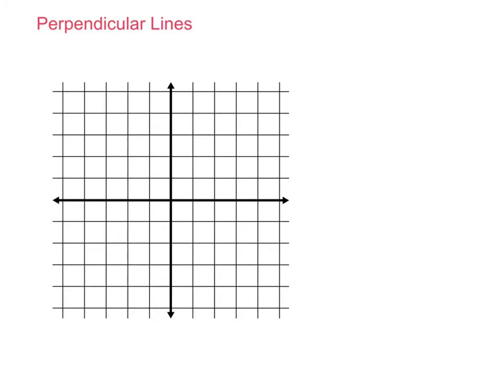Now, let's graph two different lines that are perpendicular and look at the relationship between them. First, let's graph the equation y equals 3x minus 1. So the y-intercept is -1, and then use the slope up 3 over 1 to graph.